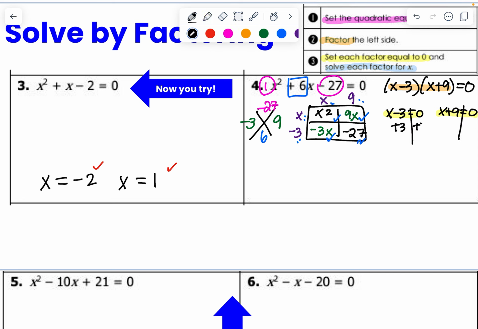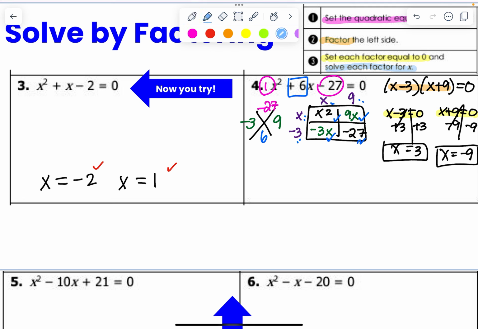Add 3 on both sides to the first. I get x is positive 3. Take away 9 on the second equation. I get x equals negative 9. And boom, I have officially solved for x. I know I've solved when I got x equal to a number.